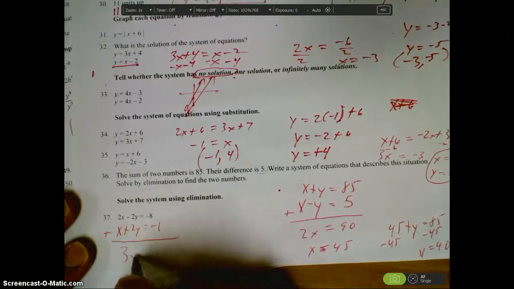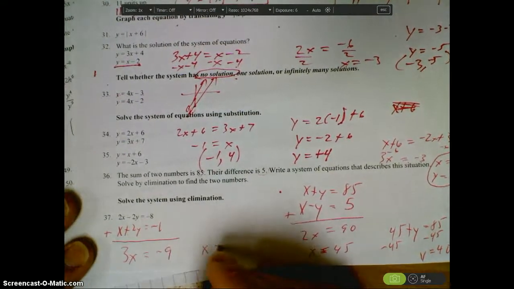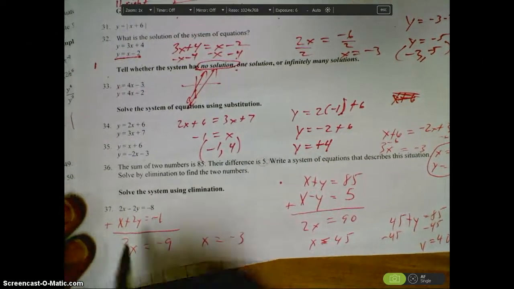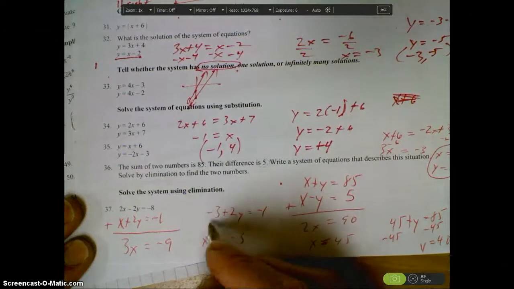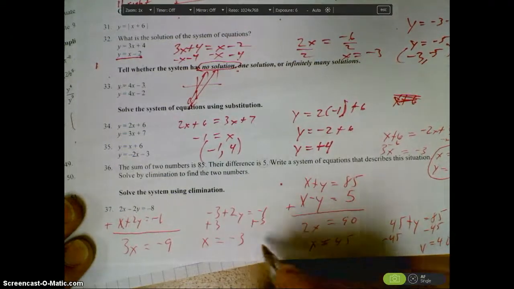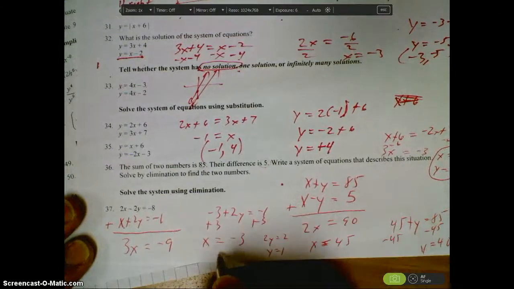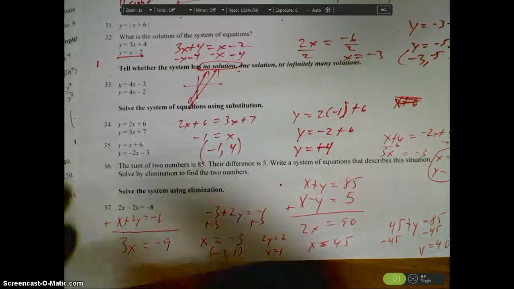2x plus x is 3x. -x plus -1 is -9. Therefore, x equals -3. I'm going to plug that into the bottom one. -3 plus 2y equals -1. If I add 3, I get 2y equals 2. Therefore, y equals 1. So my answer is -3, 1. All right, I'm sorry, I kind of squished it in there. We'll run out of room.